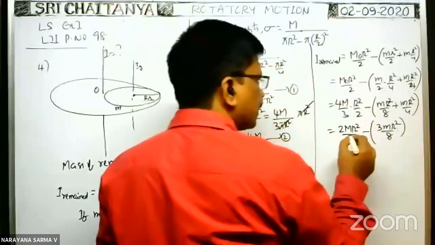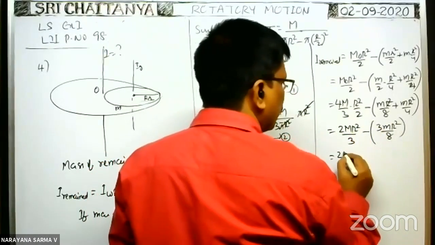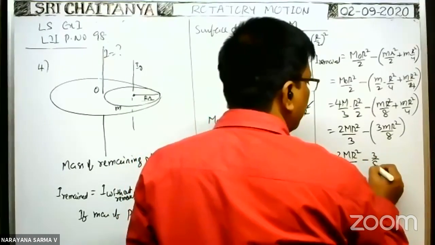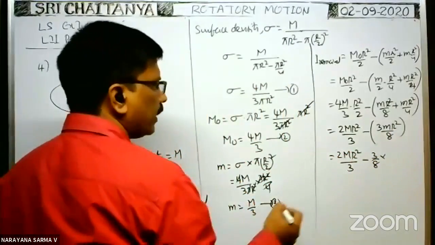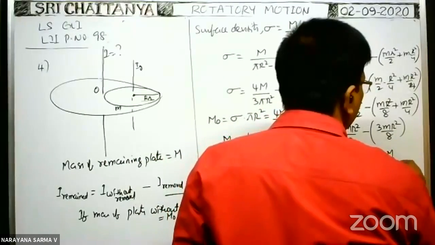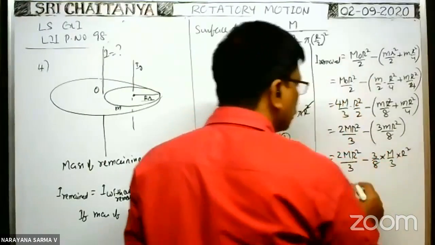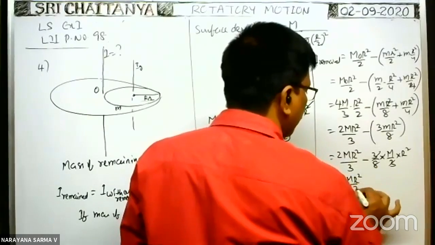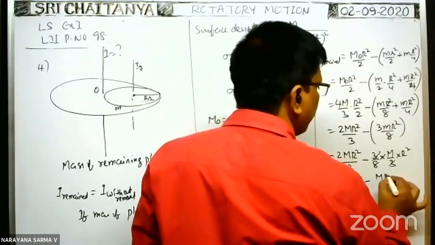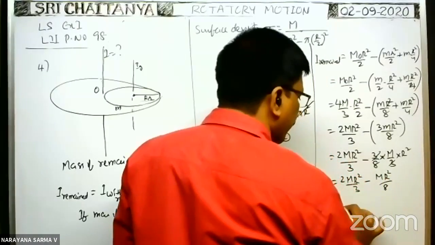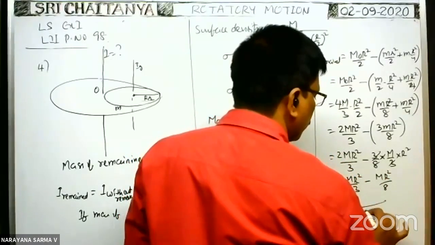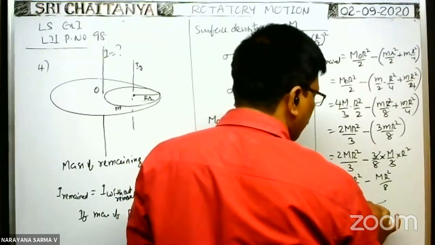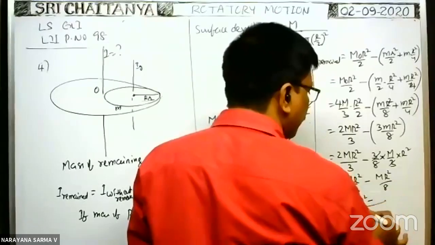But m, we imagine, capital M is given by them. So in terms of capital M, we have to write 2 mr square by 3 minus 3 by 8 into, what is small m? Small m is equal to m by 3. You write m by 3 into capital R square. 3 cancels. So this is equal to 2 mr square by 3 minus mr square by 8. Again you take LCM. 24 is the LCM, no? Then 3 8s are 8 into 2, 16. 16 mr square minus 8 3s are 3 mr square.